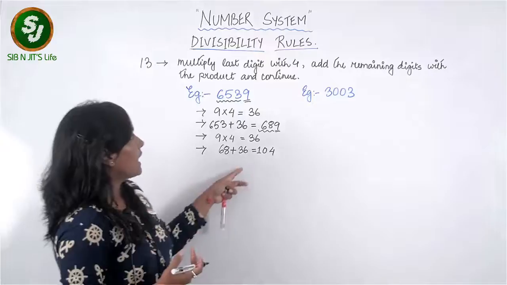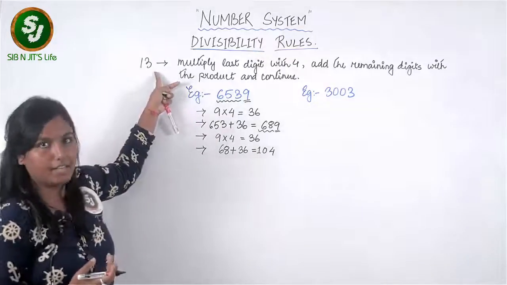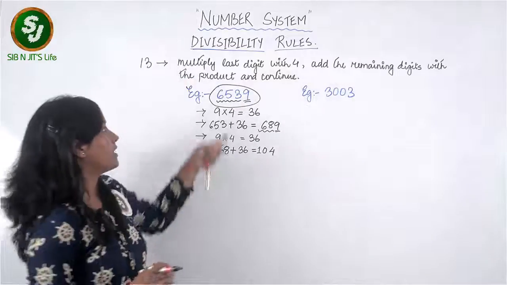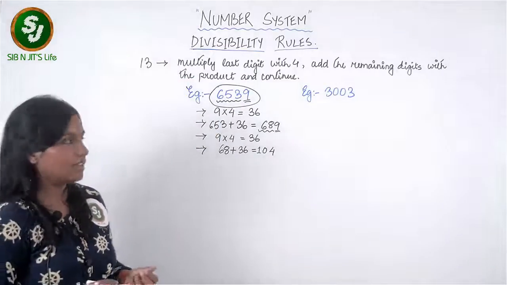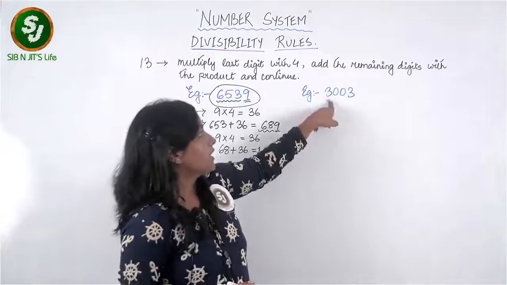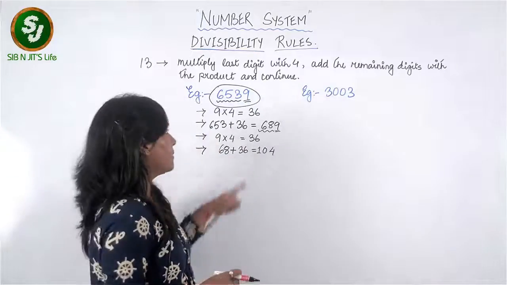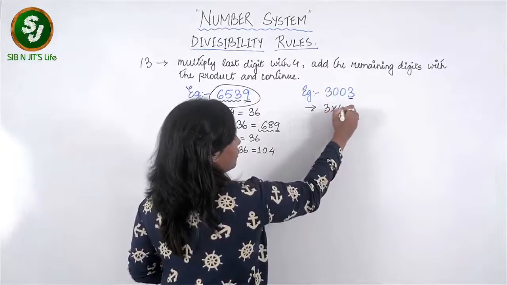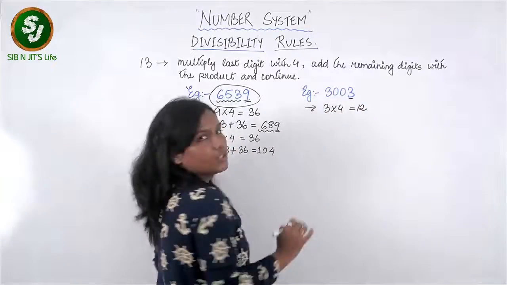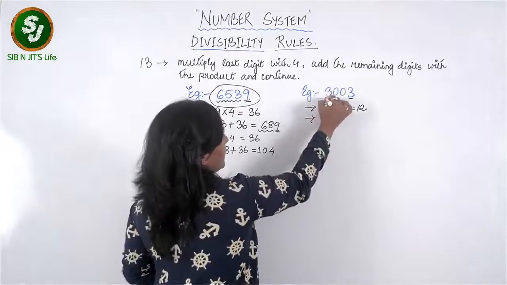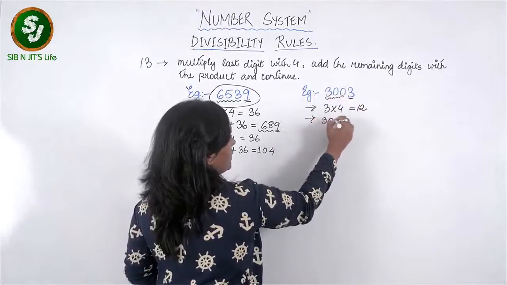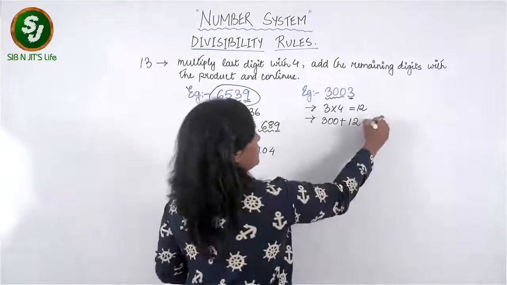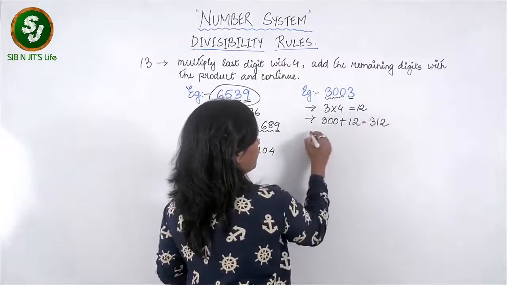So we can conclude that as this is divisible by 13, this entire number will also be divisible by 13. Okay. The next one is 3003. The same rule we have to apply. Take the last digit, that is 3 into 4, which is 12. Then add the remaining digits, that is 300 plus 12. Which will give us 312.